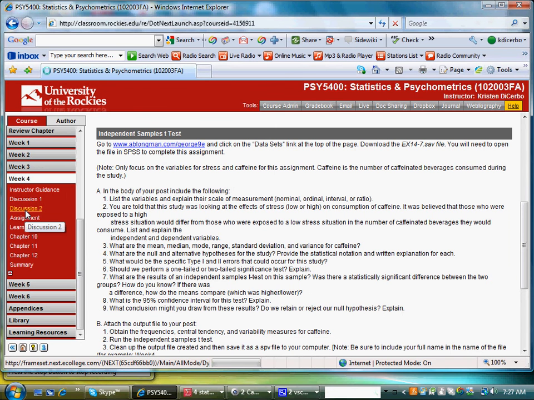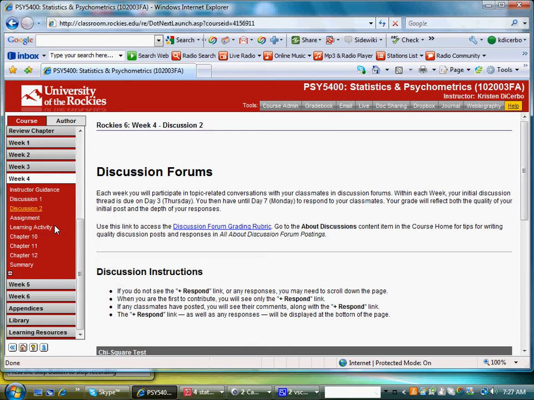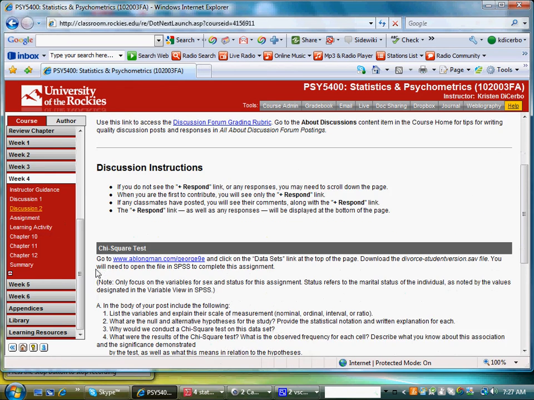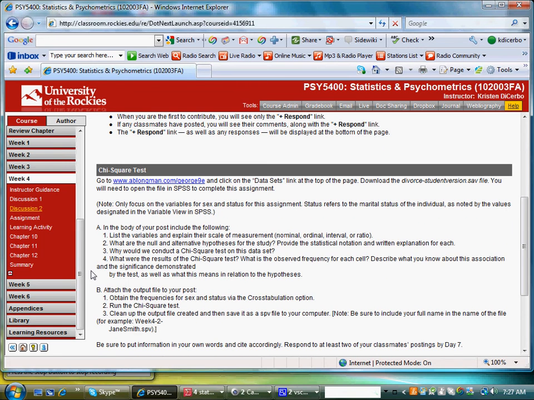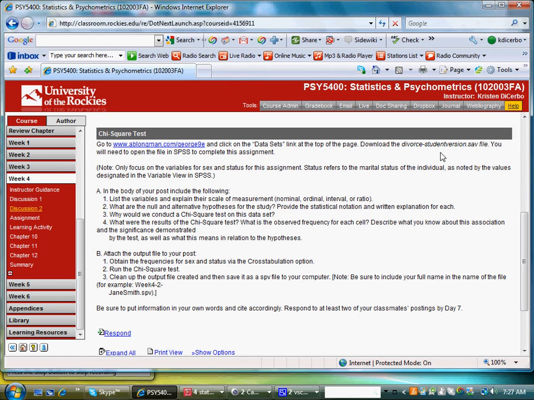And then moving on to discussion 2. It is a chi-square test. We do chi-squares when both of our variables are nominal or categorical. So that's what we've got here. We're looking at that divorce file that we've used in the past. And in this case, just sex, so that's male or female. Remember that, so that's nominal. And then status is marital status, if you're married or divorced, etc. So that also is a nominal.